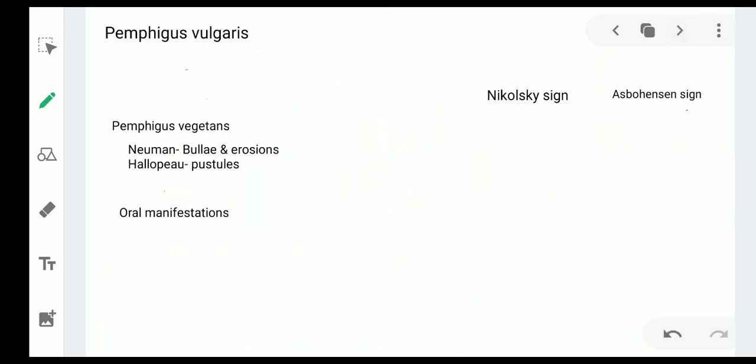Now coming to pemphigus vulgaris, it is basically an autoimmune intraepithelial blistering disease that affects the skin and the mucous membranes, and it is mediated by circulating autoantibodies which are directed against keratinocyte cell surfaces. The age for this disease is usually 50 to 60 years. It is more commonly seen in white people.